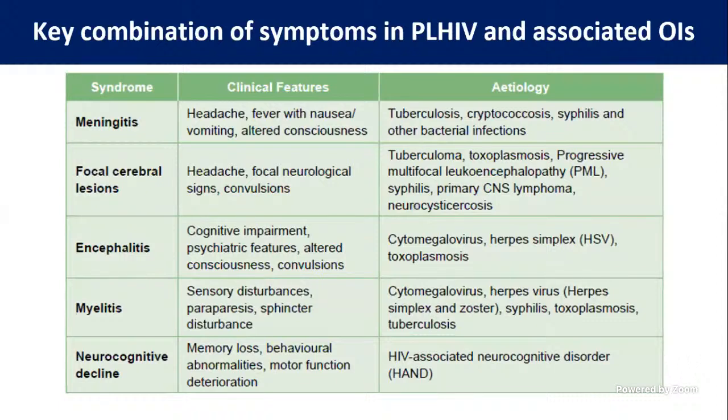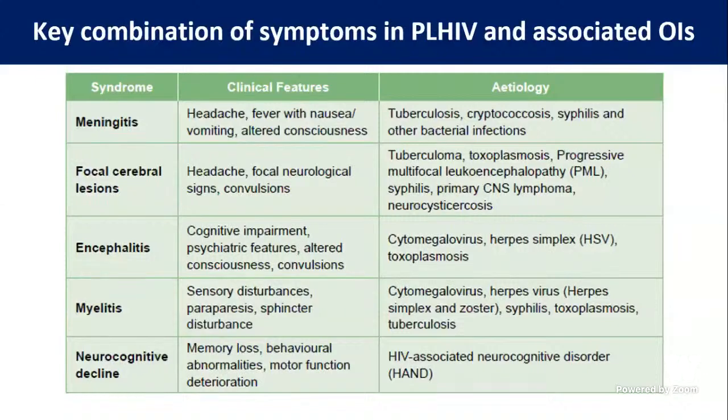Then patients who present predominantly with neurocognitive decline, that is, a deterioration in the functional status of the brain, meaning they have loss of memory, regression of milestones in children. They can present with loss of executive functions like speech, memory, dexterity, and other fine neurocognitive functions. There is memory loss, behavioral abnormalities. These patients are then classified specifically as HIV-associated neurocognitive disorder.